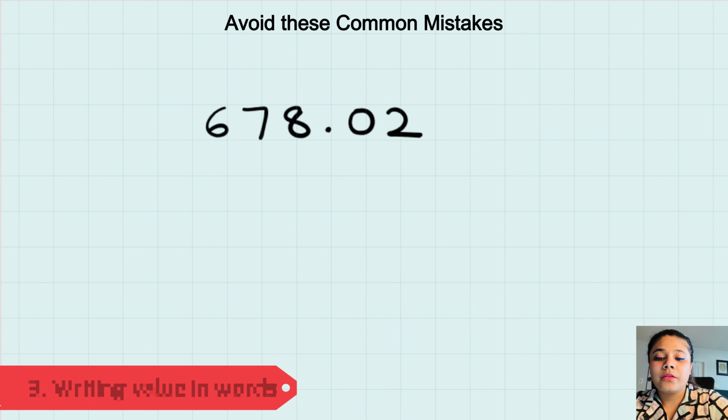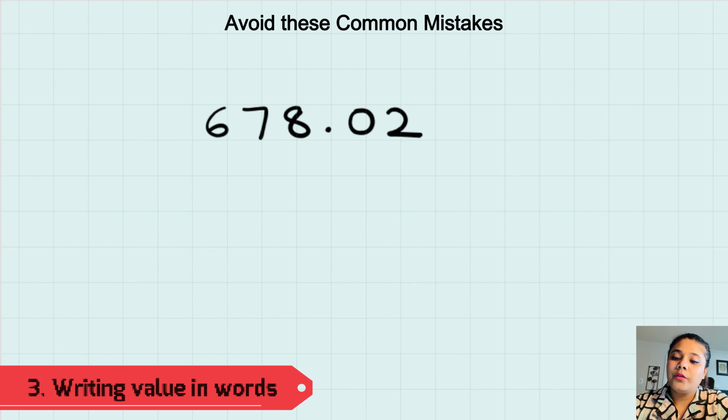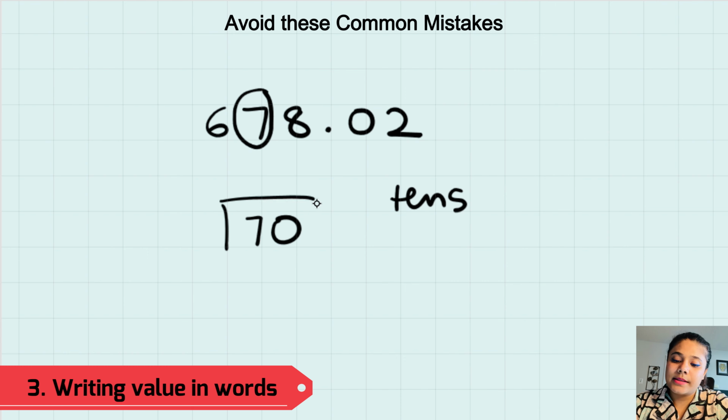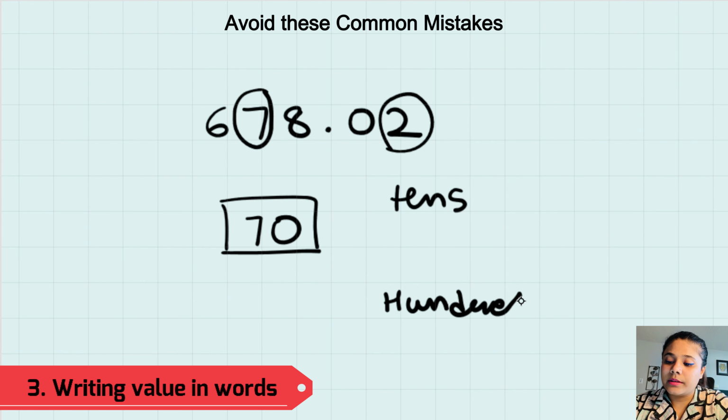Third common mistake is writing the value of a digit in words. For example, let's say the question is write the value of 7. Now the value of 7 here is not tens, it is 70. Similarly, the value of 2 is not hundredths.